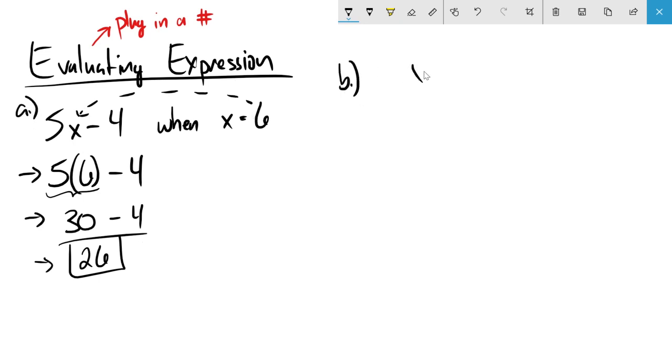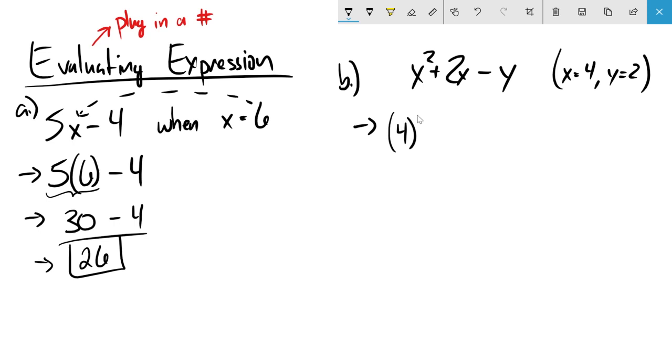Part B was x squared plus 2x minus y. And I wanted you to do it when x is 4, y is 2. One thing I recommend is, if you're plugging values into an expression, plug them in inside parentheses to make it more clear what's going to have to be done here. Practicing like this really helps you out when we start dealing with negative numbers.